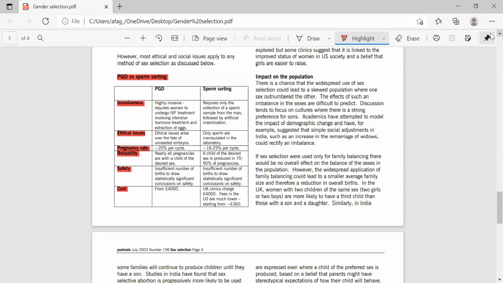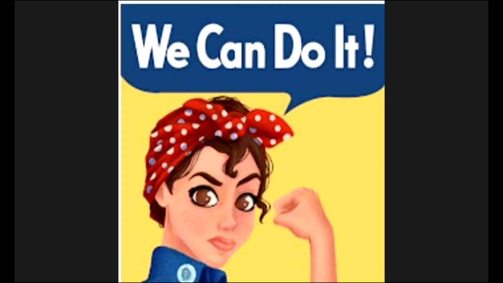So this is the medical information we need to remember for our stations. If I'm doing these stations, this is what I need to know. I will remember this information very well. This is for gender selection stations.